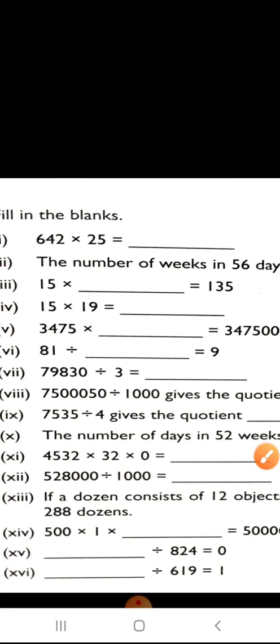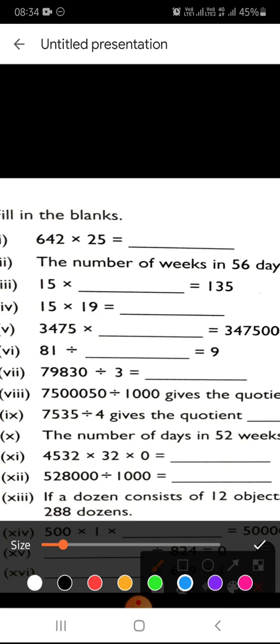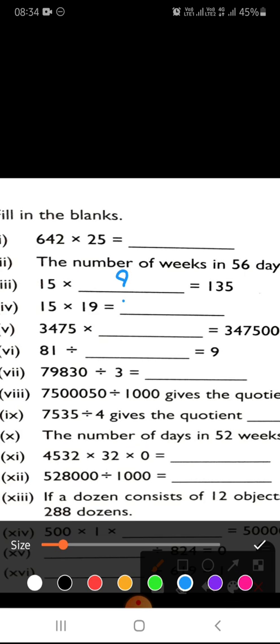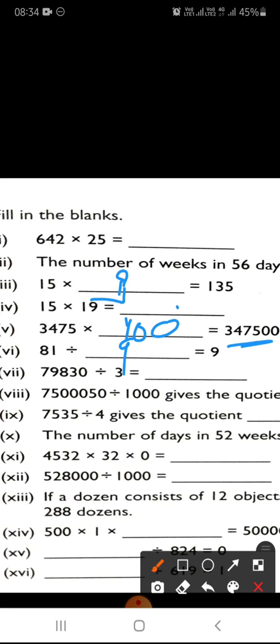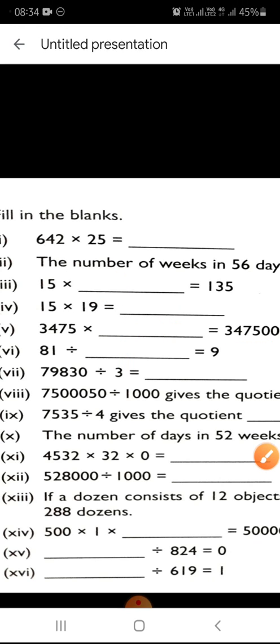Similarly, next one, it is 15 multiplied by how much is 135? 15 nines are 135. Similarly, in this one you have to say by how much you will multiply to get 3475. You will get this by multiplying by 1000. Similarly 9 is, and so on. Hope you all have done this. If you haven't done this or if you have any query, you can ask me.